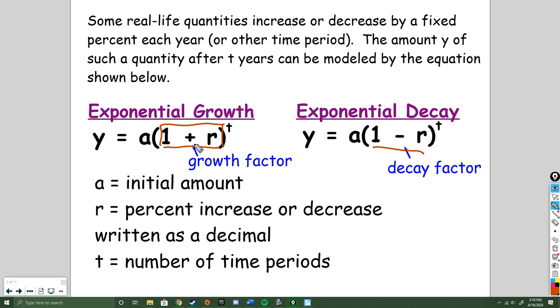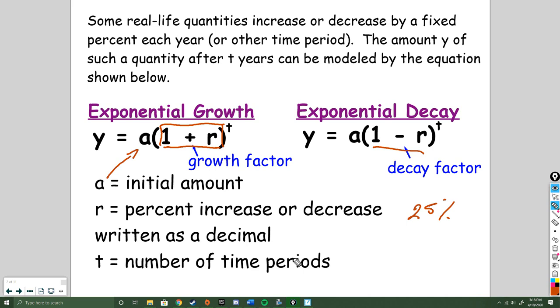So A is the initial amount, like we've talked about previously in the last two sections. So that's like our starting amount when t equals 0, where are we at? So that's the initial amount. R is the percent increase or decrease. Now just to note, if we were talking about a 25% increase or decrease, remember we can't just put 25 in here. We've got to put it in decimal form. So that would be 0.25. And then t would be the number of time periods. So we'll talk about that in some of the different situations that we go over.